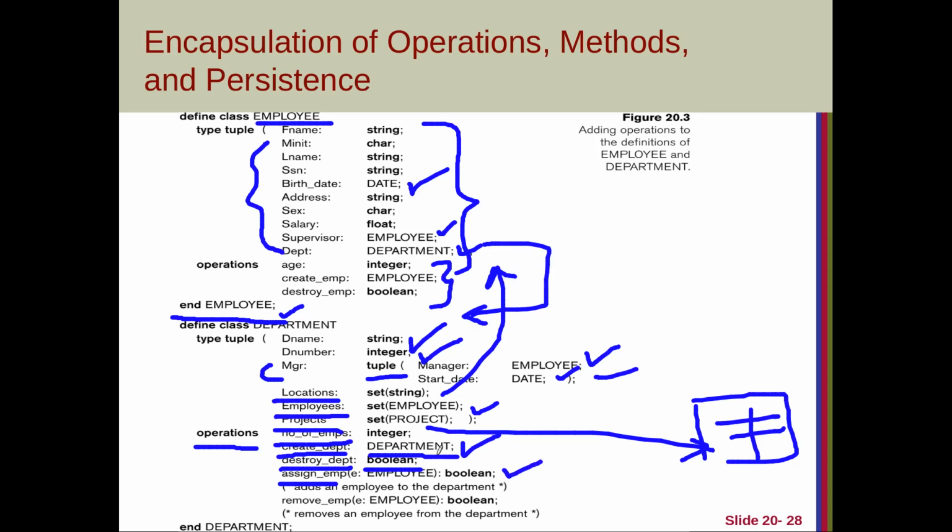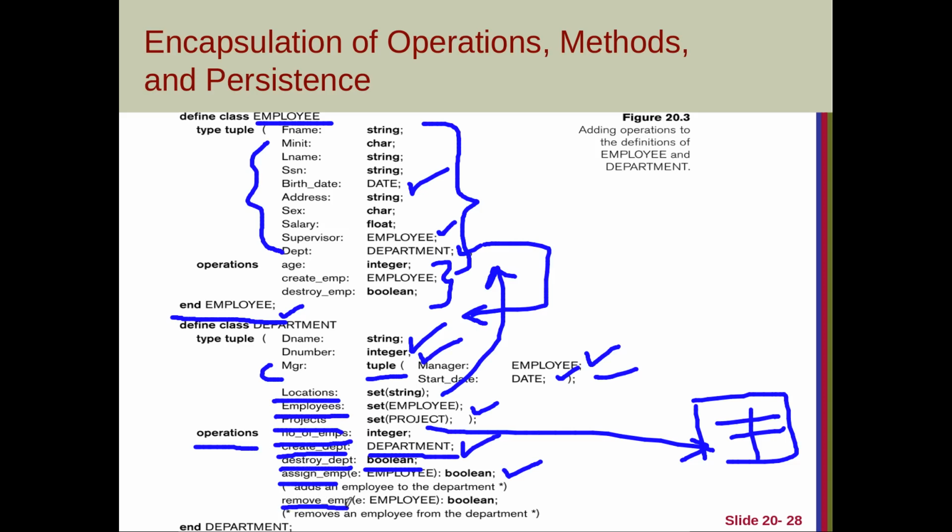Assign an employee, so a parameter employee object is given here. That means it adds an employee to the department. That means one employee object will be given here, and in assign employee, the body of that will assign that employee into the corresponding department object.